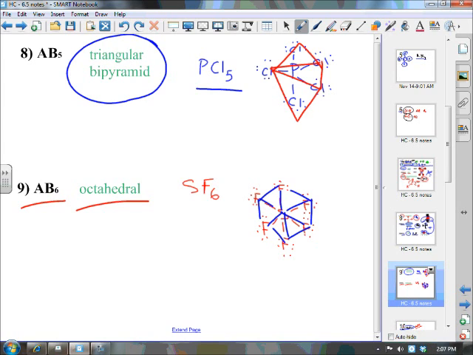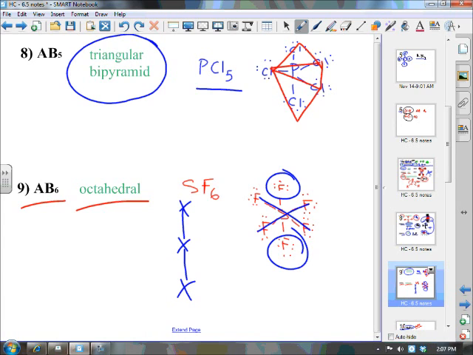Another way to look at this is you have four fluorines basically in an X formation in one plane, and then you have a fluorine above it and below it. So one in the middle, one above, one below, and then four in the middle. And you can see that picture in the book.